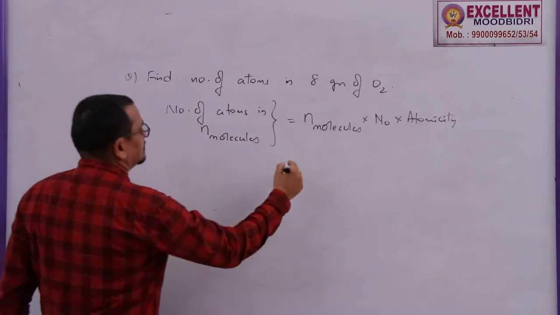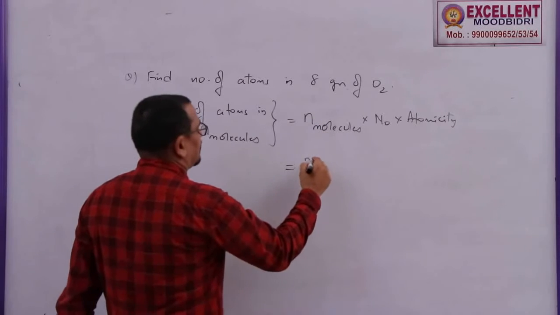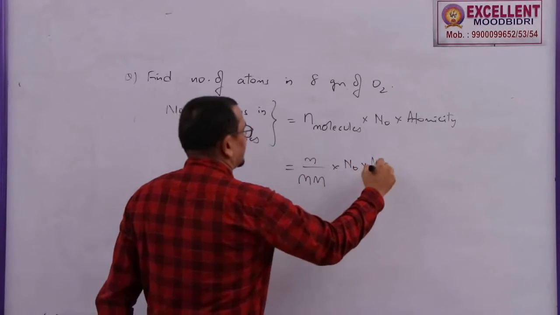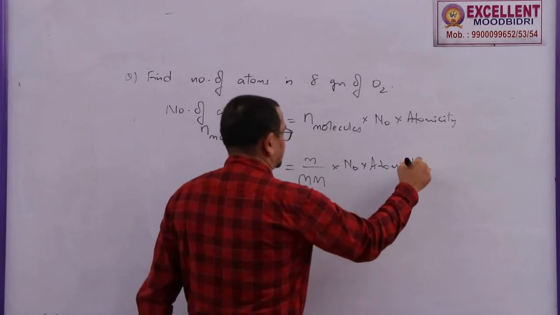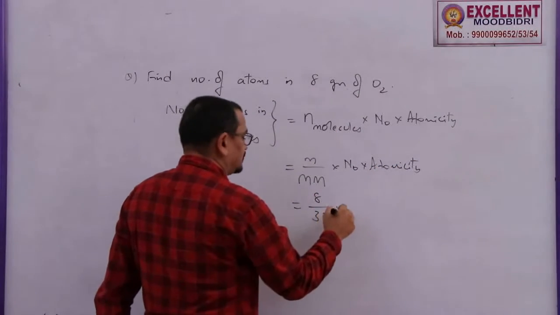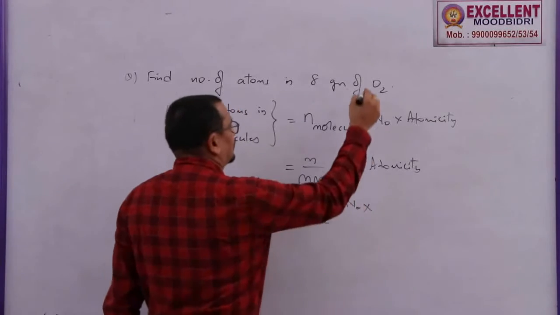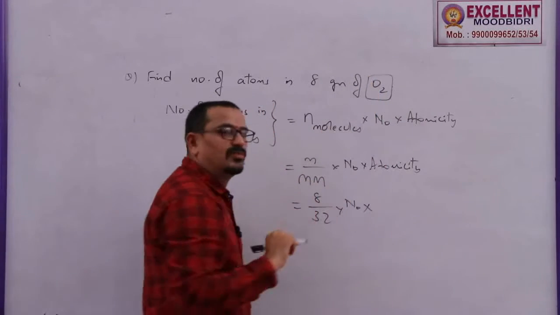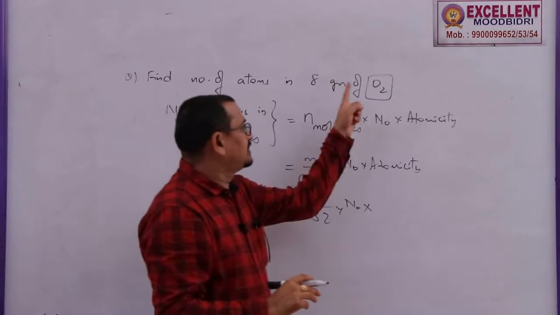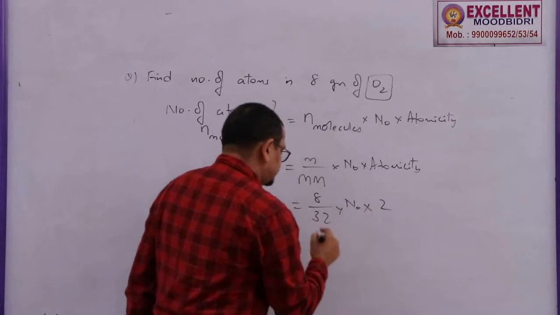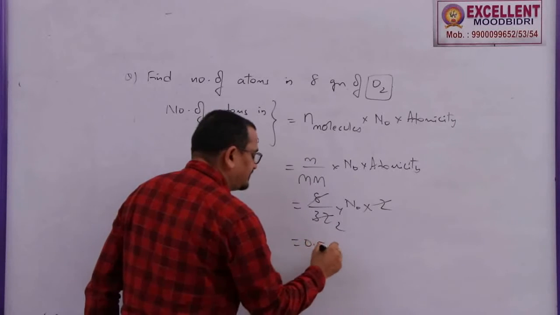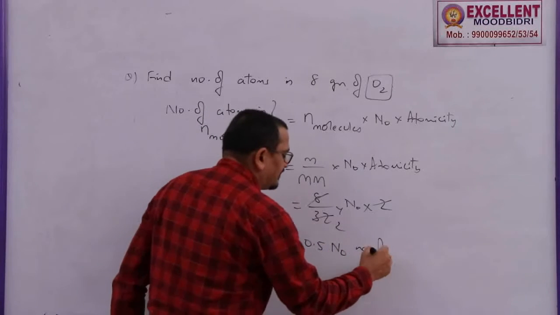So now here number of moles, how do you find? Mass by molar mass into Avogadro number into atomicity. Given mass is 8, molar mass of oxygen is 32, into Avogadro number into atomicity of oxygen. One molecule of oxygen has how many atoms? One molecule of oxygen has 2 atoms, so into 2. So it is 8 by 32 into 2, that is 0.5 into Avogadro number of atoms.